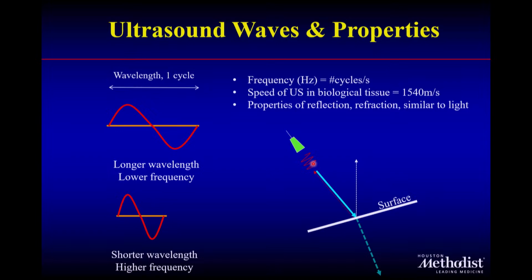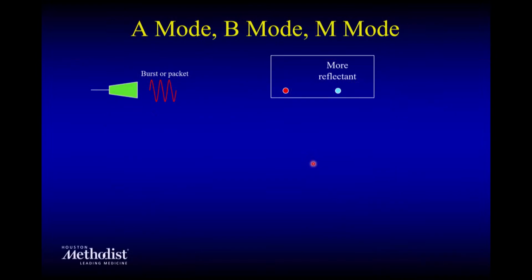Now, if you try to understand what A mode, B mode, and M mode are: A mode is amplitude. So in the old days, you'd just have an amplitude. That's all you got. Now, if this is a more reflective, let's say string or whatever dot, compared to this dot, what is reflected back has much higher amplitude.